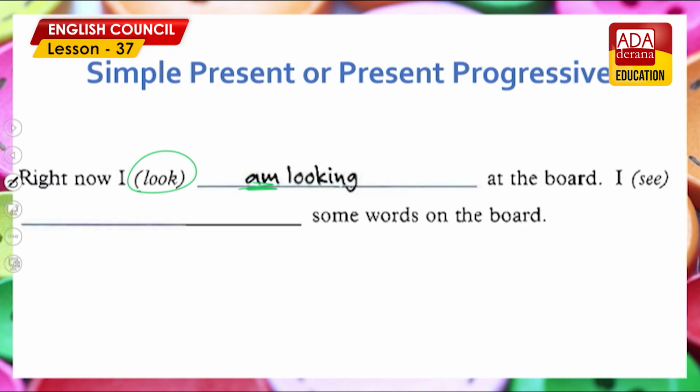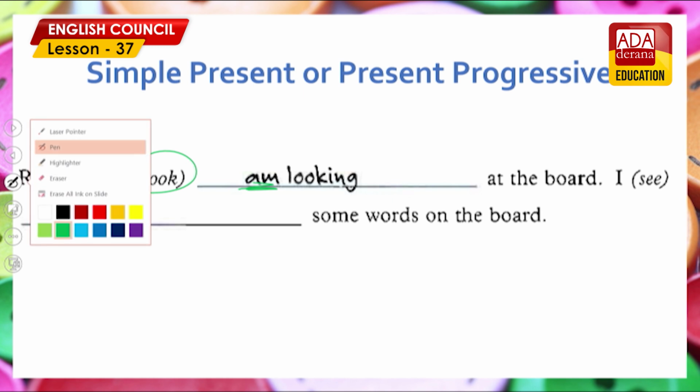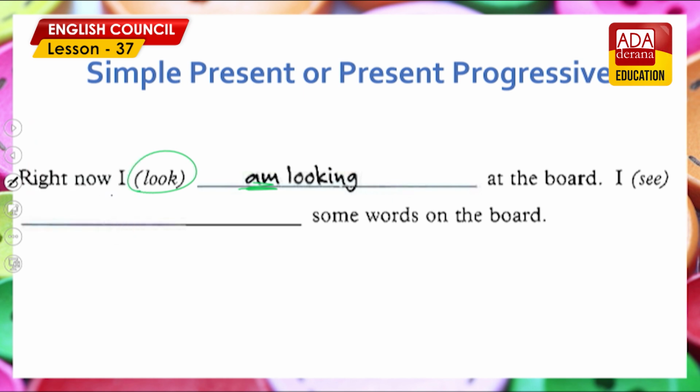So yes, right now always pay attention to the time words. It's very important to notice these time words. Right now, I look at the board. Right now, මේ වෙලාවේ මම බලාගෙන ඉන්නේ. Now, look is an action. So, right now, I'm looking is correct. Right now, I'm looking at the board.